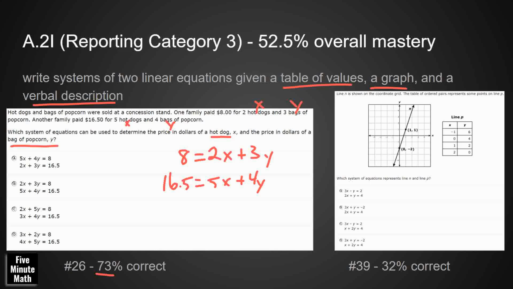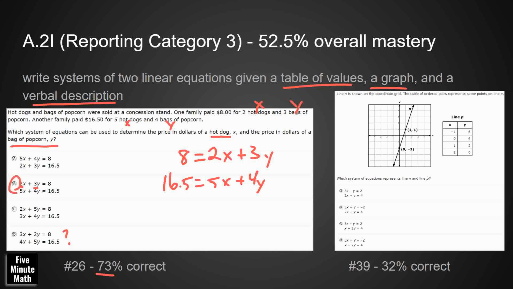But we do see everyone had this 8 and 16.5. The challenge was finding the 8 with the 2x and 3y. And there's actually only one. That's the only one we found the 8 with 2x and 3y. You notice D here, we at least were close, but they just flipped the coefficients on the outside.